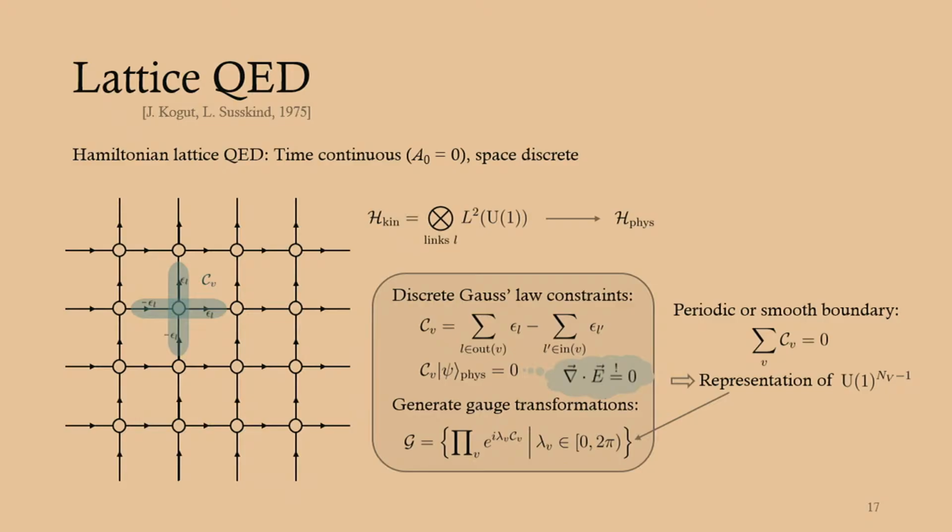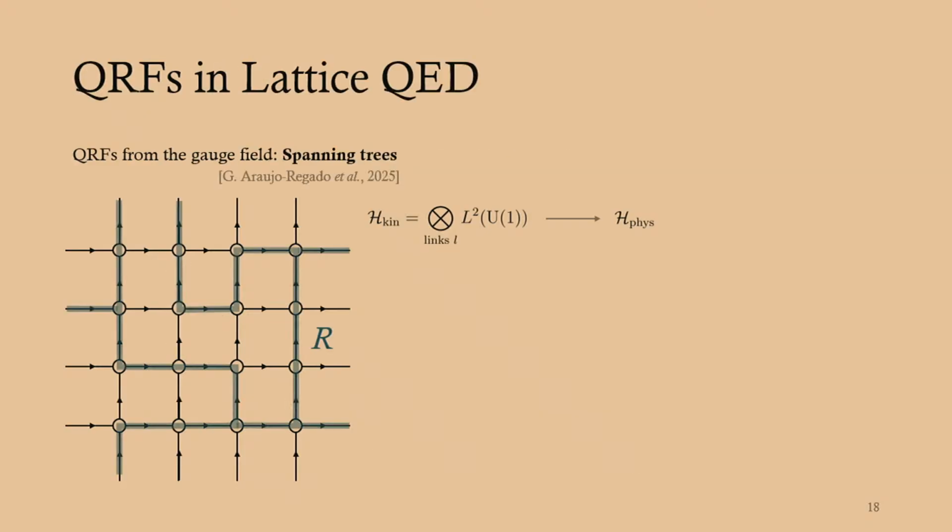Okay, now we understand the structure of lattice QED. Let's try to find quantum reference frames for this setting. And it turns out that quantum reference frames for a lattice gauge theory are given by spanning trees on the lattice. This was, for example, also used in this paper to calculate relational entanglement entropies.